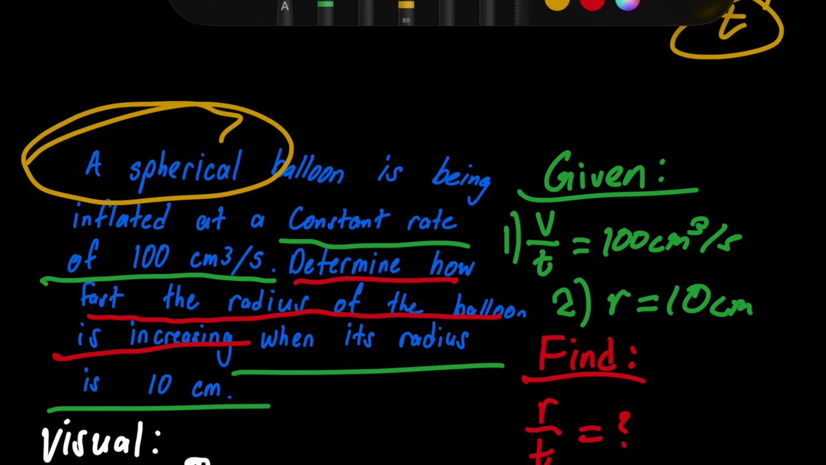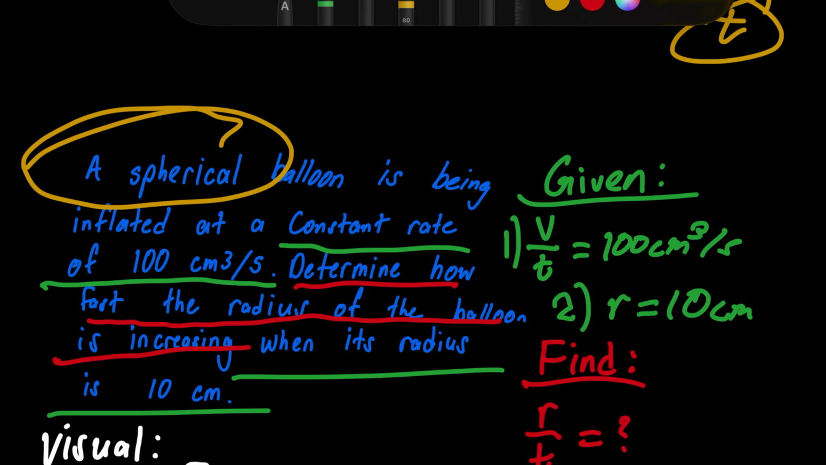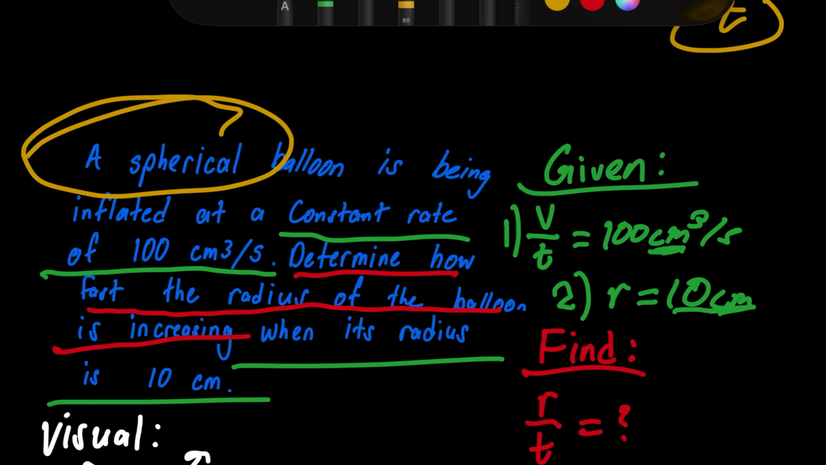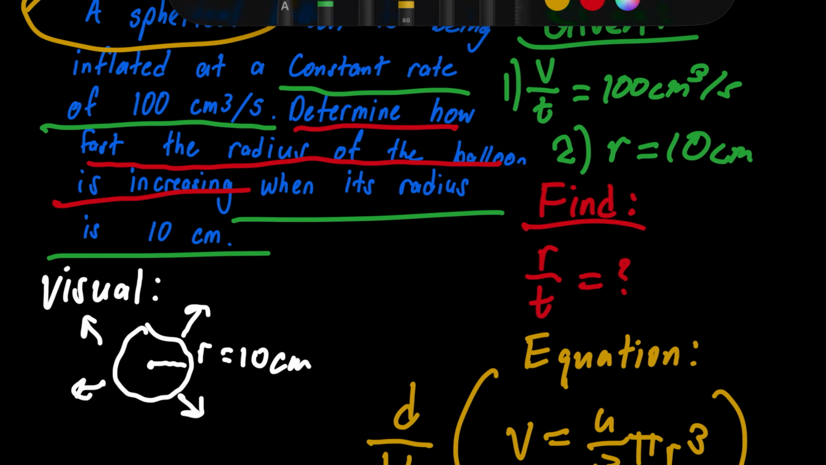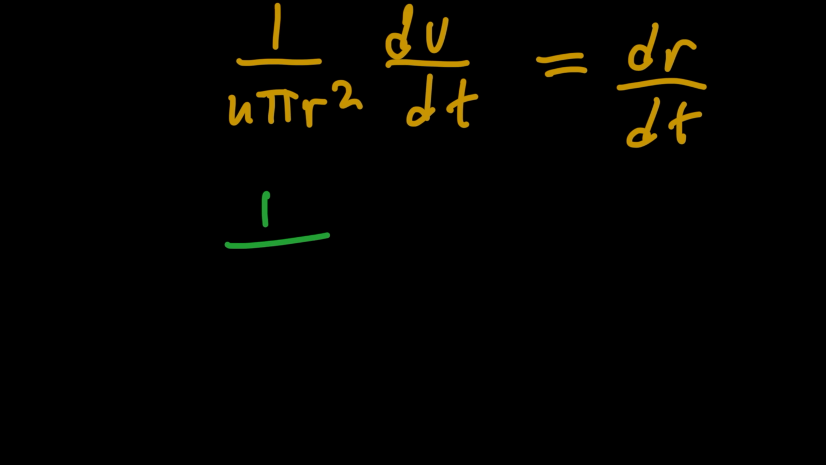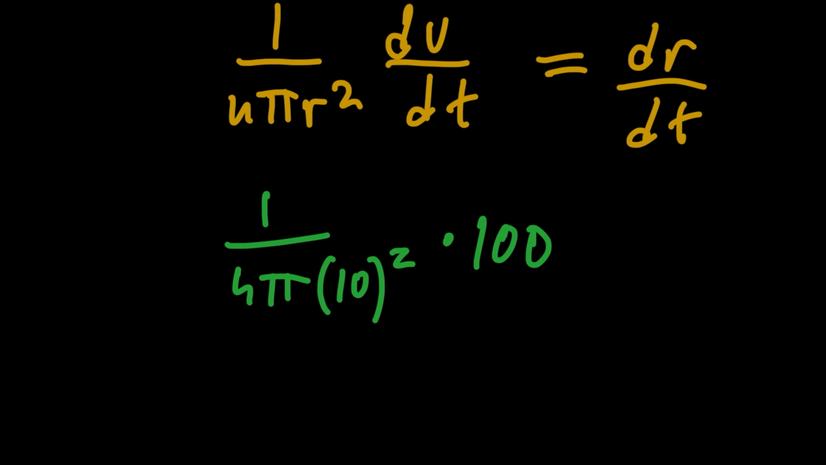In the given, it says the dv over dt, or v over t, the rate of change of volume is 100, and the radius is 10. And they're both in centimeters. Be careful of the units. Otherwise, you'll have to convert. Make sure all of these units are the same. Let's plug our givens in. So we get 1 over 4 pi times 10 squared times, and then the rate of change of our volume is 100 centimeters cubed per second is equal to dr over dt.